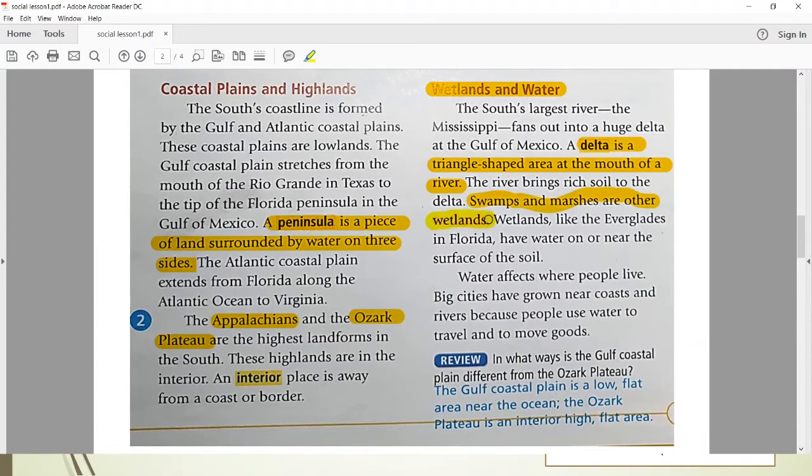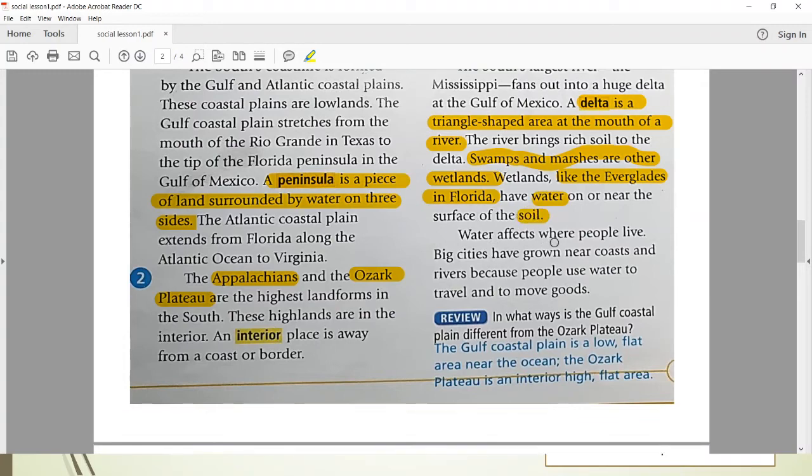So, swamps and marshes are wetlands. Wetlands like the Everglades in Florida have water on or near the surface of the soil. So remember, wetlands, as you can see from the word, wet means water, and lands means soil. Now, water affects where people live.